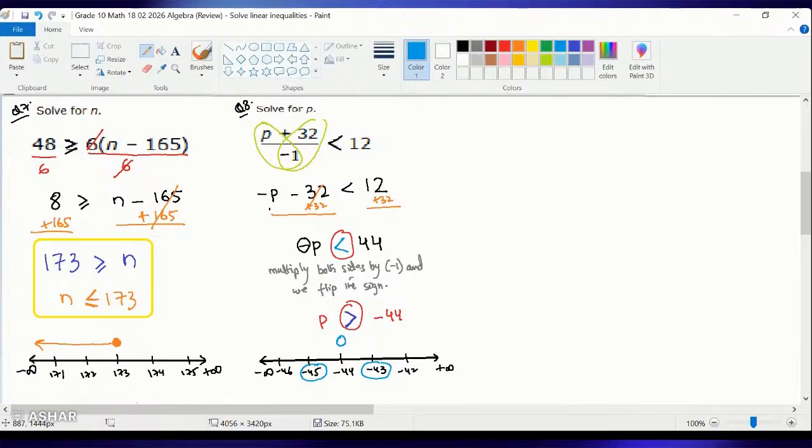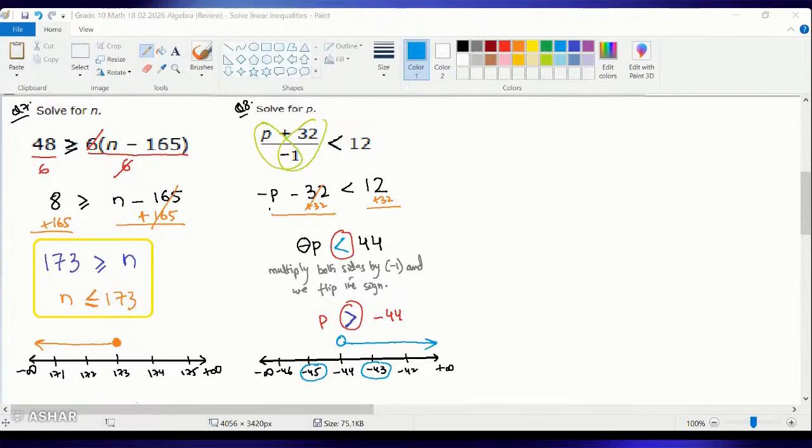The larger the number with a negative sign, the smaller the number is. The closer to 0, the greater it becomes. So p is greater than -44. That means these are the greater values. It could be -43, -42, -1 also. So we move to the right-hand side. And we represented this information of the inequality on a number line. Okay.